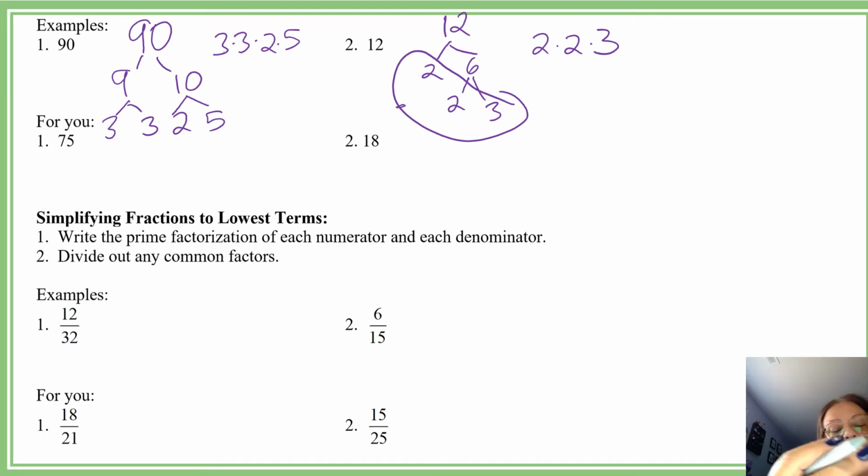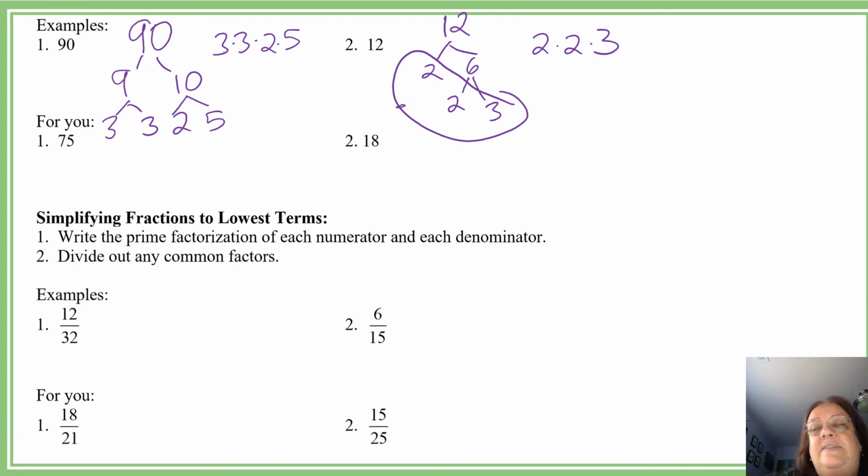Okay, so I want you to do 75 and 18. Go ahead, you can do this. Come on.